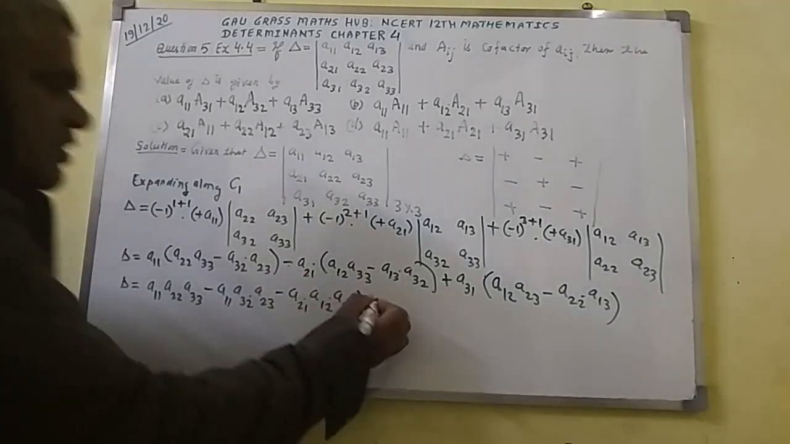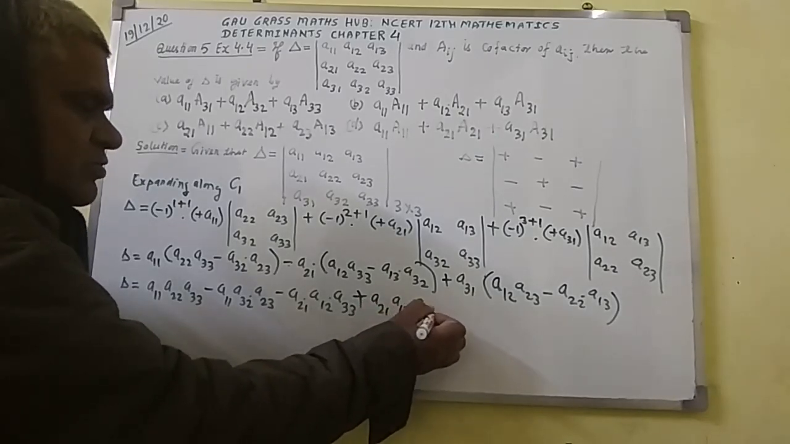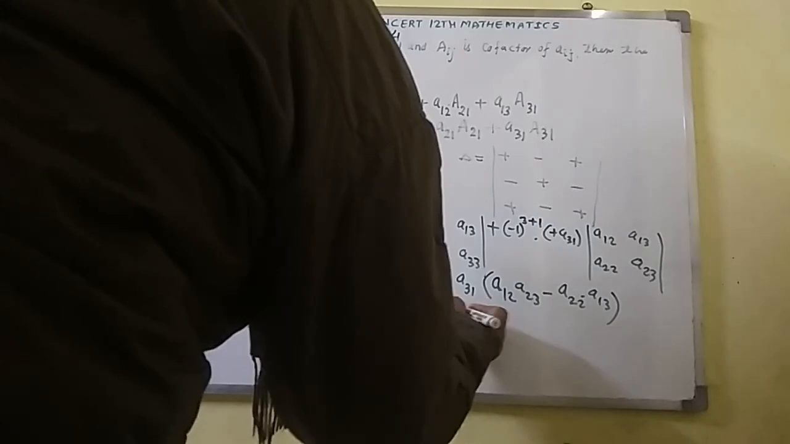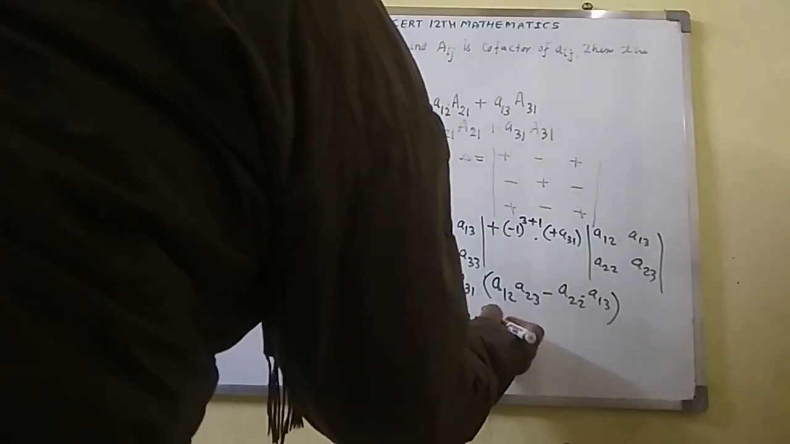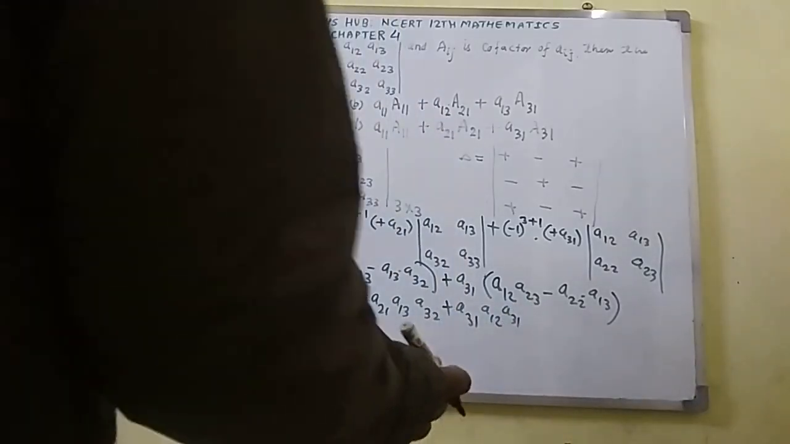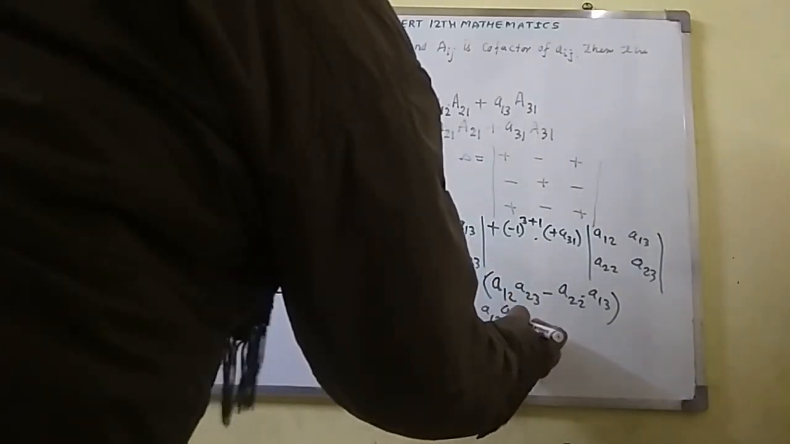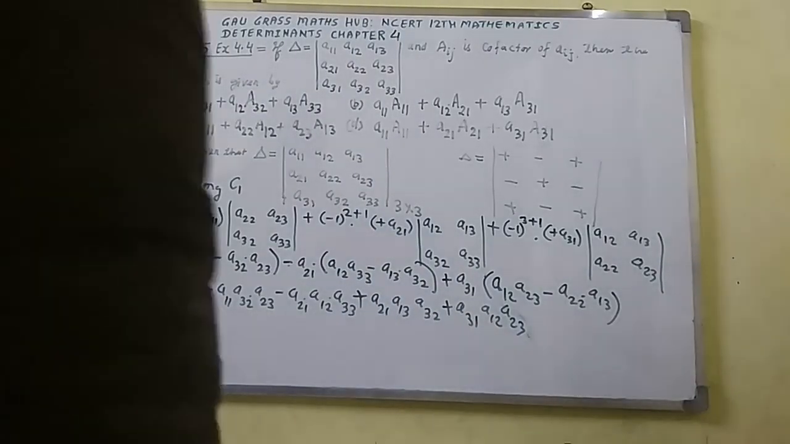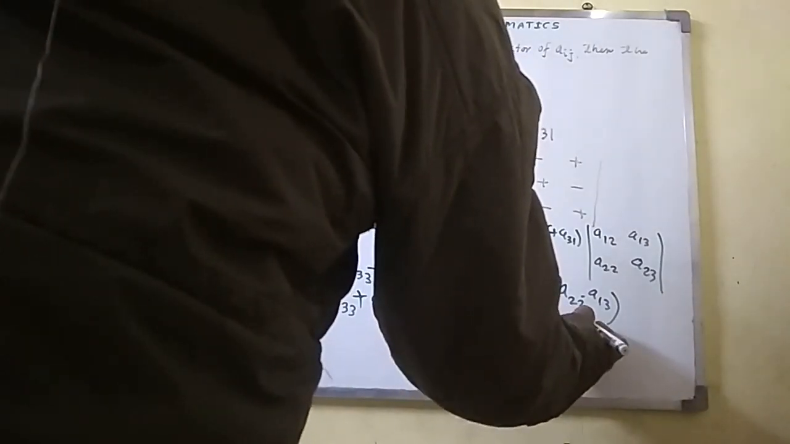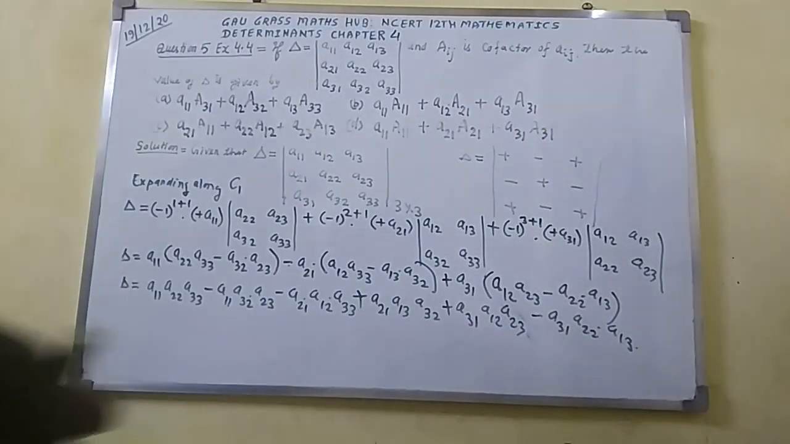You will get here plus A21, A13, A32. Here I shall get plus A31, A12, A23 minus A31, A22, A13. You will get this thing.